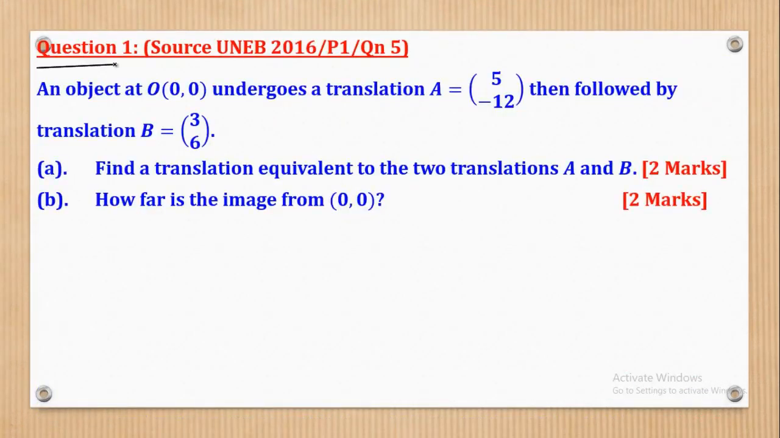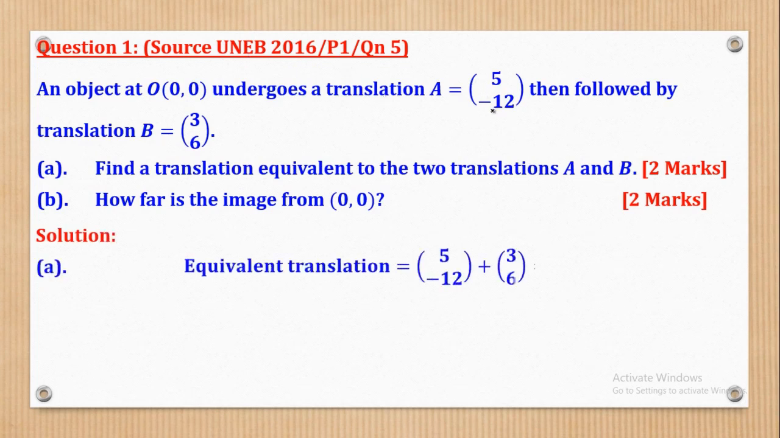Now we shall go to question 1, which came from UNEB 2016 Paper 1 Question 5. It says an object at O, which is (0, 0), undergoes a translation A, which is (5, -12), followed by translation B, which is (3, 6). Part A: find a translation equivalent to the two translations A and B. The equivalent translation is got by adding the two, so we shall add A plus B.